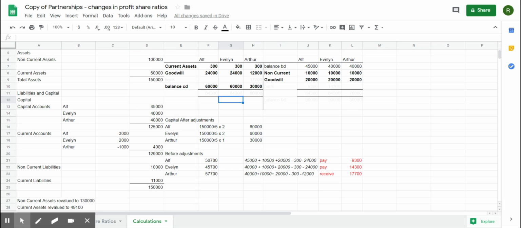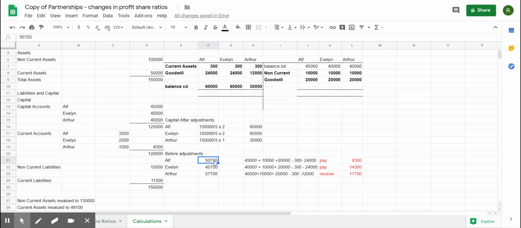Now, as you can see at the moment, the debit sides are going to be, for some of the partners, different to the credit sides. And for Arthur in particular, he's going to have a much bigger credit side than debit side. So how are we going to balance them off? Well, we balance them off with the amount of money that we either have to put into the business or to take out of the business.